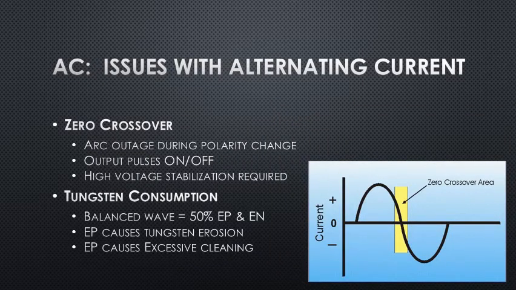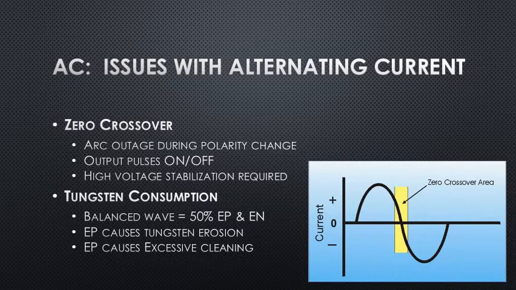All right, now alternating current doesn't come without its issues either. First of all, a sine wave, which is depicted on the right-hand side of the screen, shows what's called the zero crossover area, which is when the welding current has to change polarity, and it actually has to go to zero current because current can't flow two ways in a circuit. So the current actually goes out for a moment before it reignites in the opposite direction, and that can cause major arc stability issues with AC.